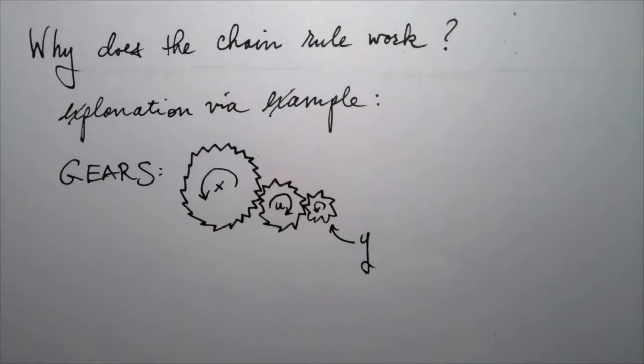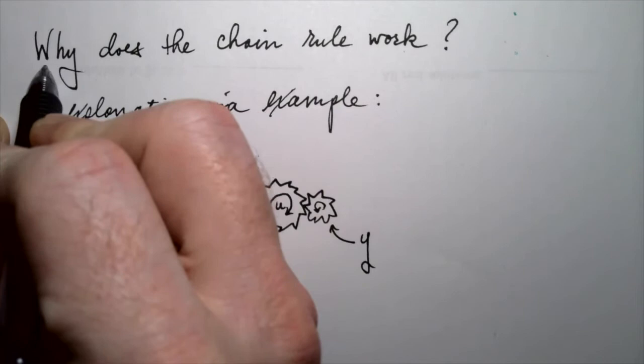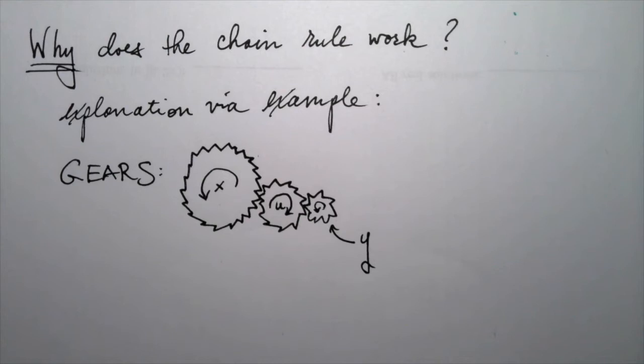You might ask yourself, why does the chain rule work? It's just some complicated formula that my math professor gave me and told me to use to compute derivatives. I don't think that we should just blindly accept truth from authority without understanding why it's true. So I want to give you some indications for why the chain rule works. I'll actually give a proof for you later on in the course, probably next week. But for now, I just want to explain via an example, which is using the system of gears.